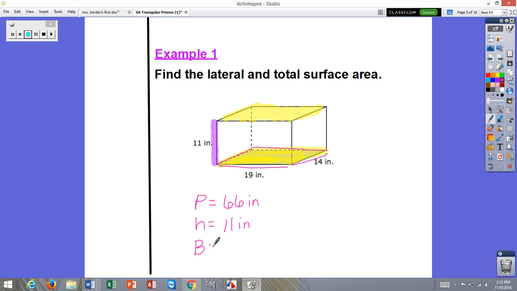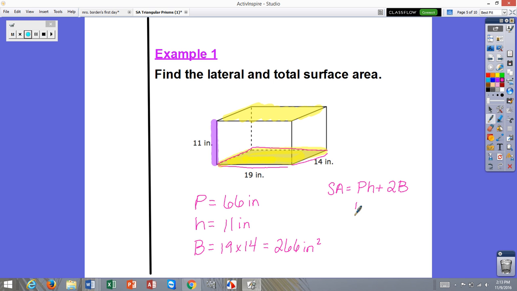Big B stands for area of the base. So I'm going to multiply base times height of my rectangle. So 19 times 14 would give you an area of the base of 266 inches squared. Okay? So now that I have perimeter, height, and big B, I am now going to write down my formula. So surface area equals perimeter times height plus 2 times big B.